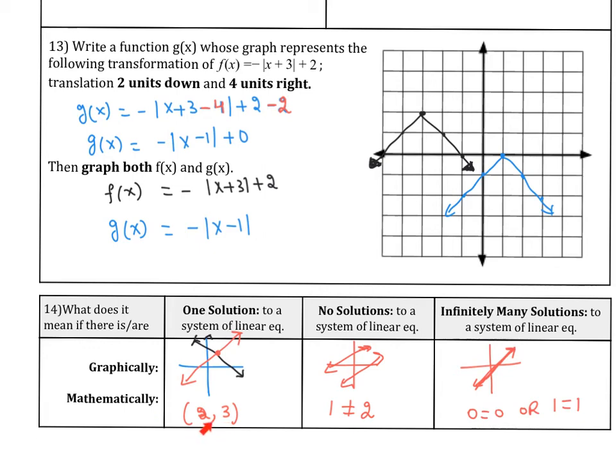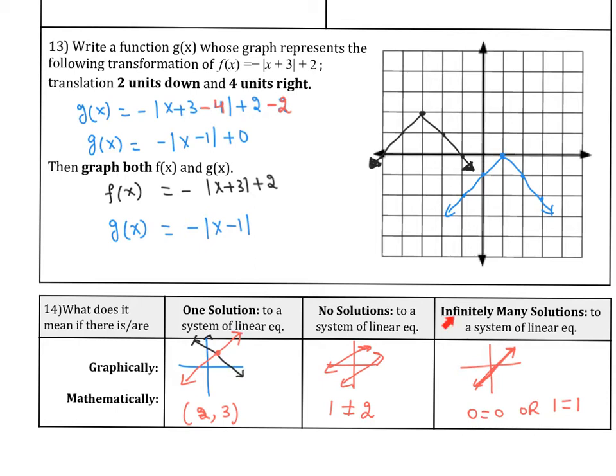So x equals something, y equals something. That's going to be your one solution. No solution is you're going to have two parallel lines where they are not cutting at any point, and mathematically it means that they are not equal to each other.